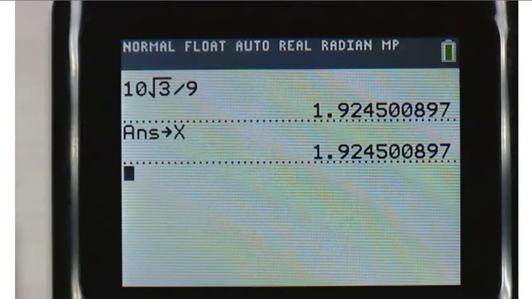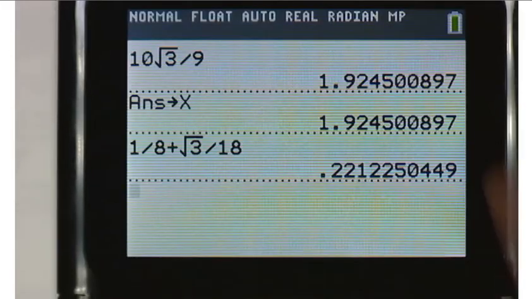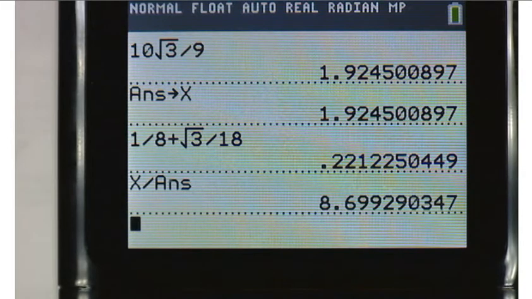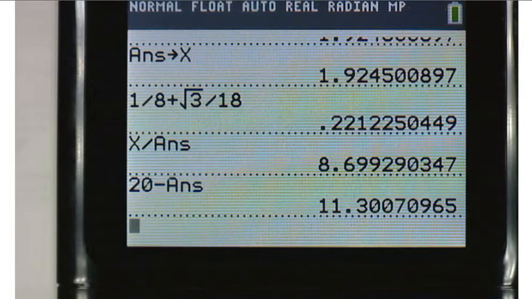Now for the denominator, it's 1/8 plus square root of 3 divided by 18. That's my denominator. I need to take x divided by that. So x divided by my previous answer, second opposite key, gives me something like that. So about 8.7 would be the right number there. So 8.7 units for the square, and then the rest for the rectangle. So you can do 20 minus answer for the amount of wire that you would use for the rectangle or the triangle.